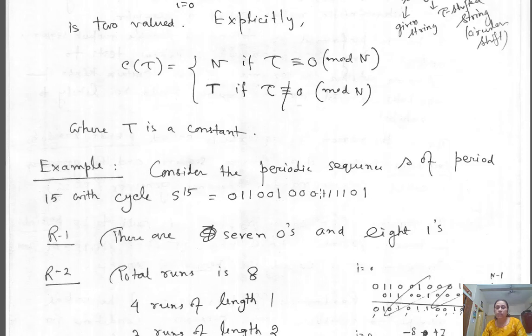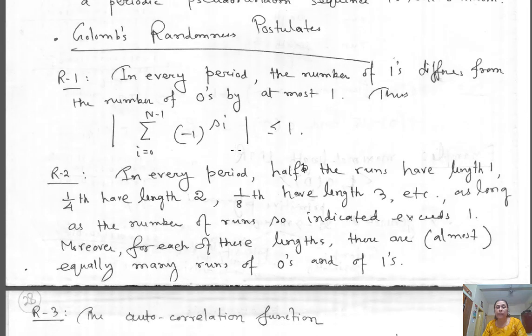Now this is one period. After that it will repeat. This is periodic with period 15. So if you count the number of zeros and the number of ones, there are 7 zeros and 8 ones. So the first condition is satisfied.